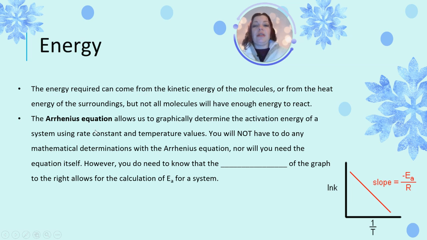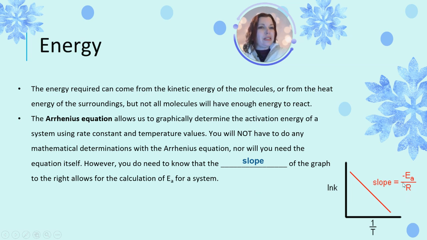The Arrhenius equation allows us to graphically determine the activation energy of a system using the rate constant and the temperature values. You will not have to do any calculations with the Arrhenius equation, nor do you need to know the equation itself. But you do need to know that if you graph 1 over temperature versus the natural log of the rate constant K, then the slope of that graph is equal to negative E sub A over R, okay? Now, this would be the R that uses joules, so that's the 8.314 value.